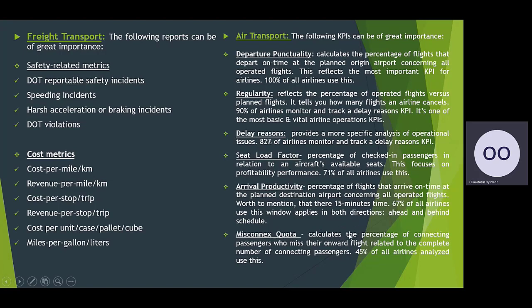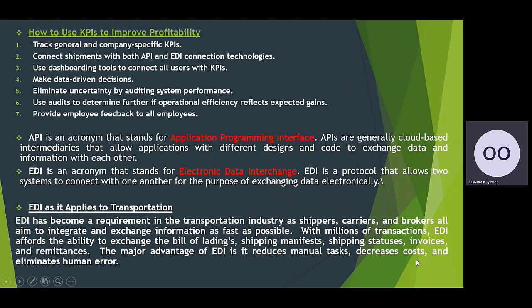Then misconnect quota. The misconnect quota KPI is the 6th one. It calculates the percentage of connecting passengers who miss their onward flight, relative to the complete number of connecting passengers. I say 45% of airlines from research use this KPI.